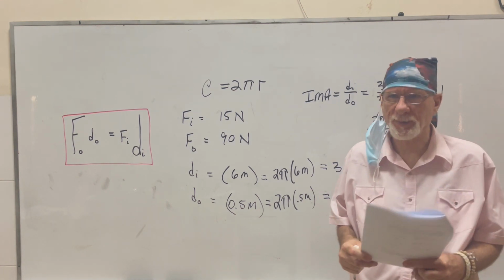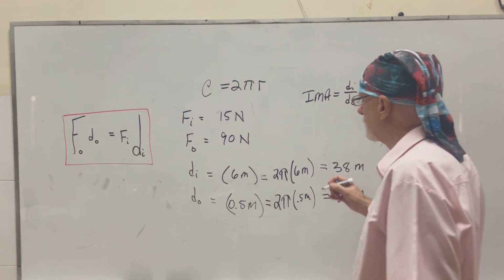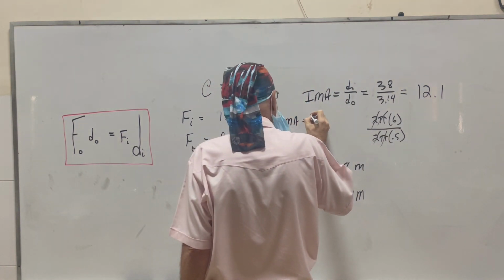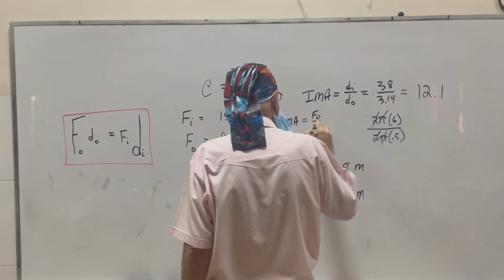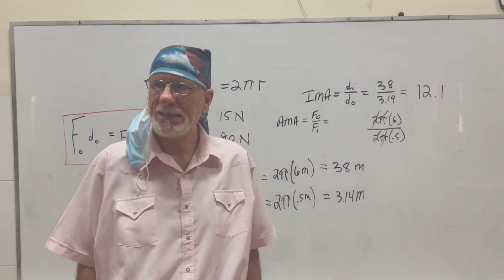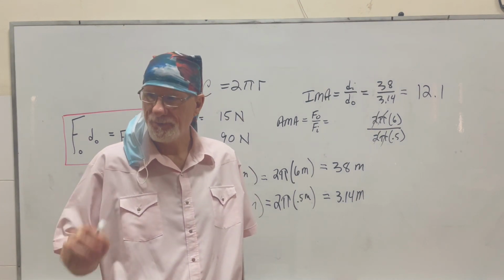B, what is the actual mechanical advantage? So it's going to be AMA equals FO over FI. And just do it in your head. What's 90 divided by 15? 6.